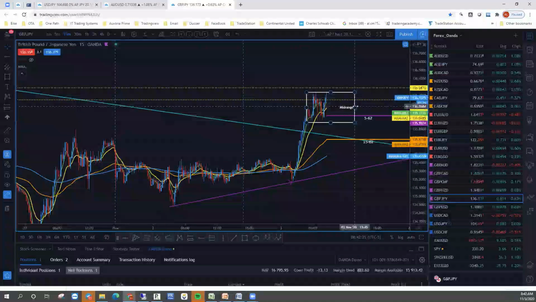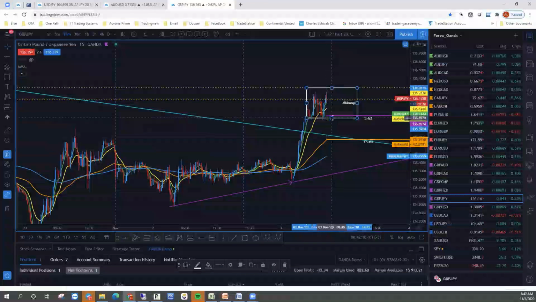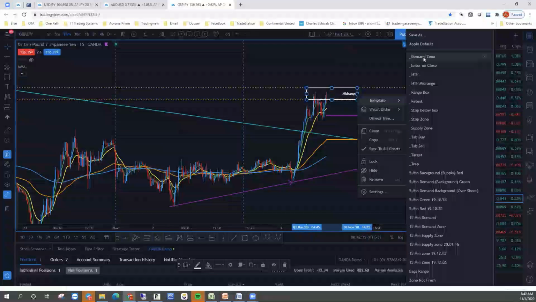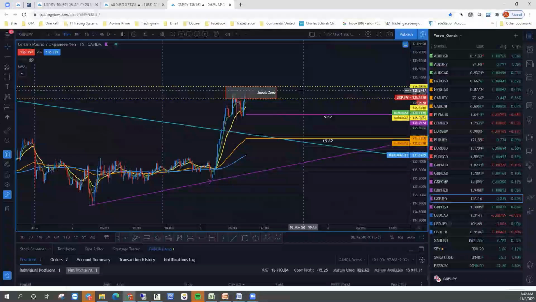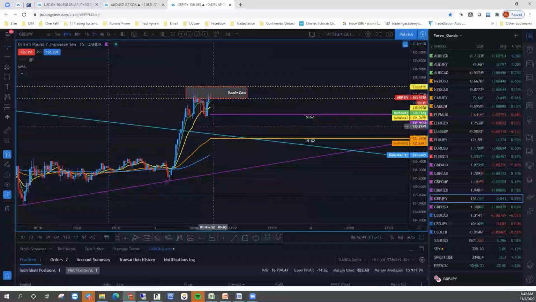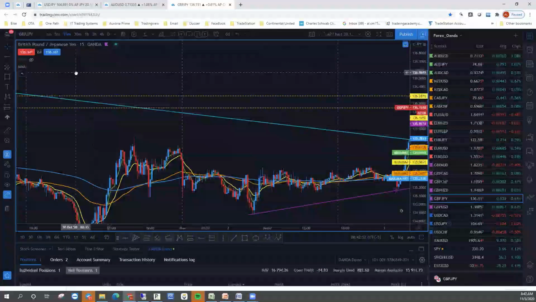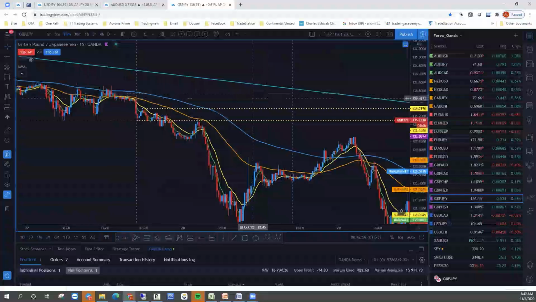What I'm going to do is take this up here, and we're going to call this a supply zone. You can see it came up, it wicked up, came back down, tested again, came back down. If it breaks through this zone, let's see where the next zone would be. Next zone is going to be this area right up in here where this basing was before.